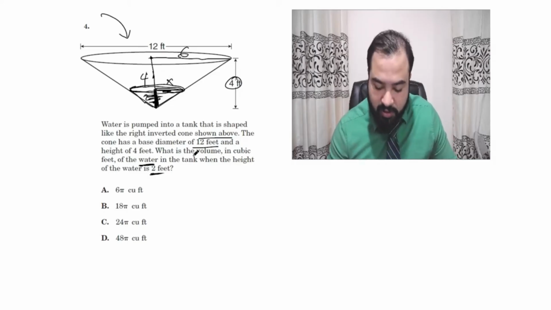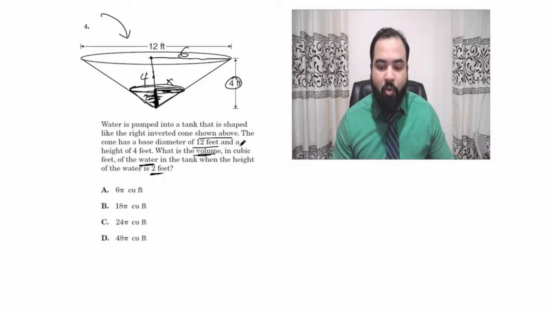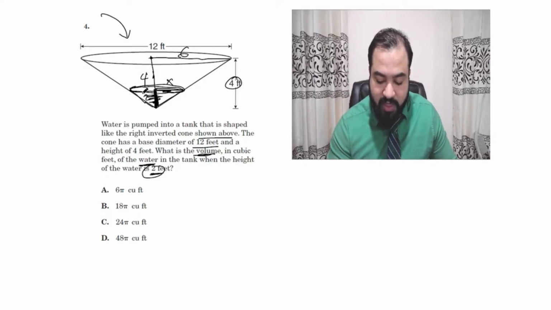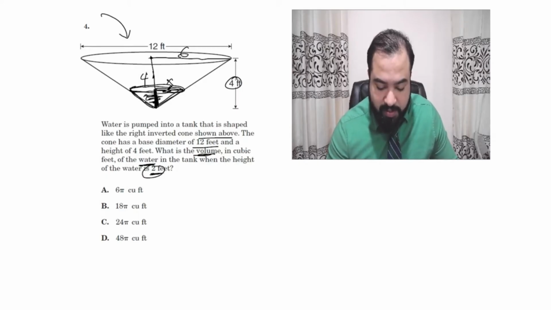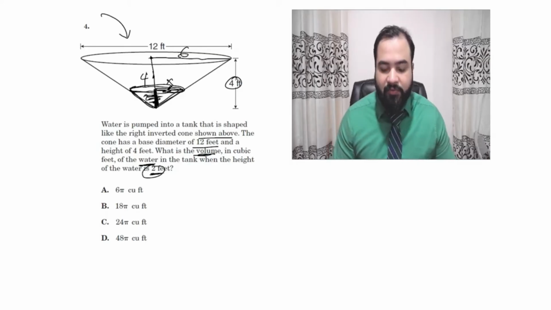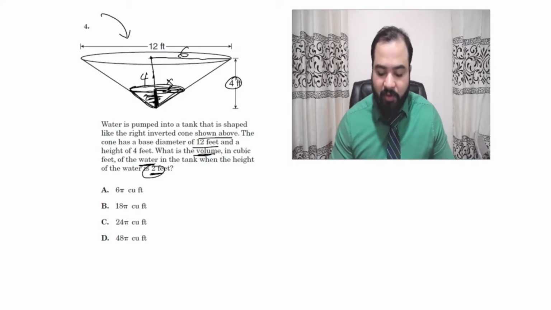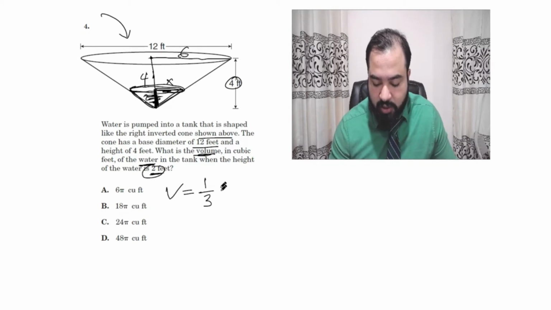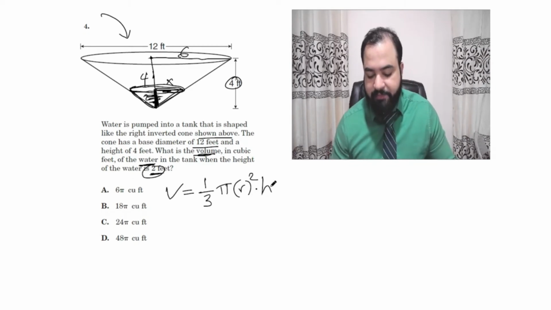Now they asked, what is the volume in cubic feet of the water in the tank when the height of the water is 2 feet? As you can see, water created a baby cone, so we can use the volume of the cone formula to find the volume of the water. What is the volume of the cone, guys? It's equal to 1/3 pi times the radius squared times height.